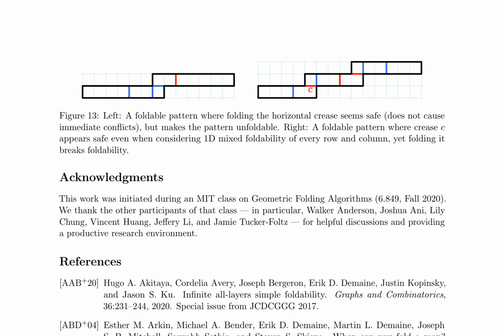In geometric folding algorithms, foldability is a critical concept that ensures the feasibility of a folding pattern. A key aspect of foldability is the safety of creases, which can significantly impact the unfoldability of a pattern. Figure 1 illustrates a foldable pattern where the horizontal crease appears safe, but in reality, it makes the pattern unfoldable. This highlights the importance of careful consideration in crease placement to maintain foldability.